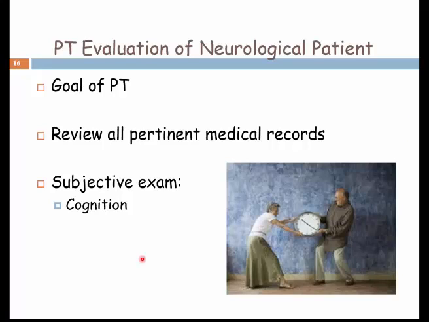These include questions regarding orientation, attentiveness, short-term memory, and judgment. So, for example, to determine a patient's level of orientation, questions are asked about person, place, and time. Questions such as, can you tell me your name? Do you know where you are? Do you know the date? Do you know what time it is? These types of questions are asked to determine how well a patient is oriented.